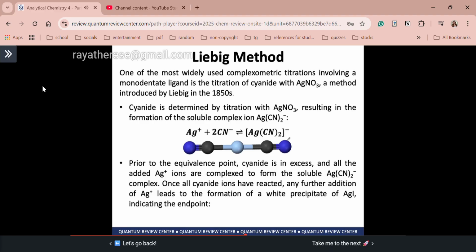Bago ka mag-add ng silver nitrate, maglalagay ka muna ng indicator na iodide. So when all of the cyanide has now reacted with silver, yung slight excess class ng silver titrant will now react with iodide to form a precipitate that will signal the endpoint. So magiging turbid or cloudy class upon addition of the slight excess of silver titrant there. So yun class ang Liebig method.